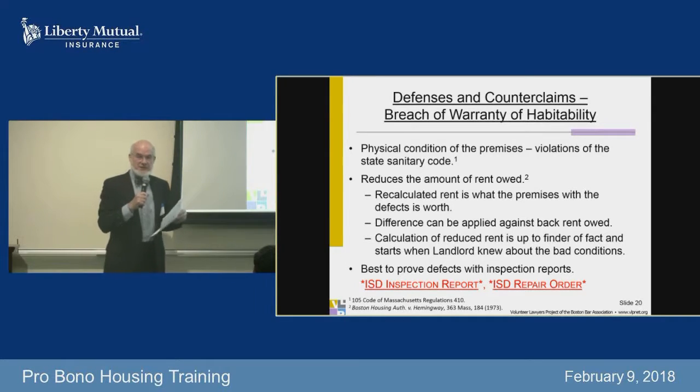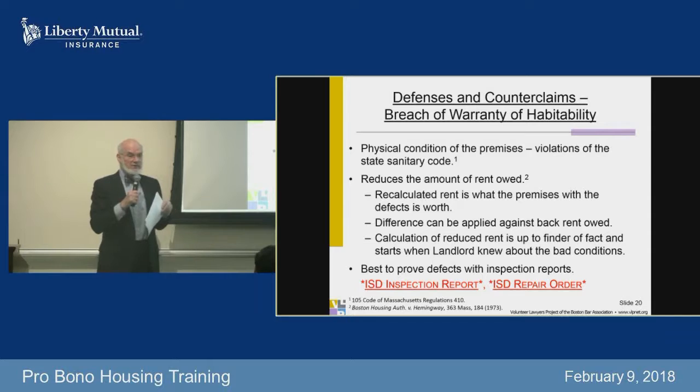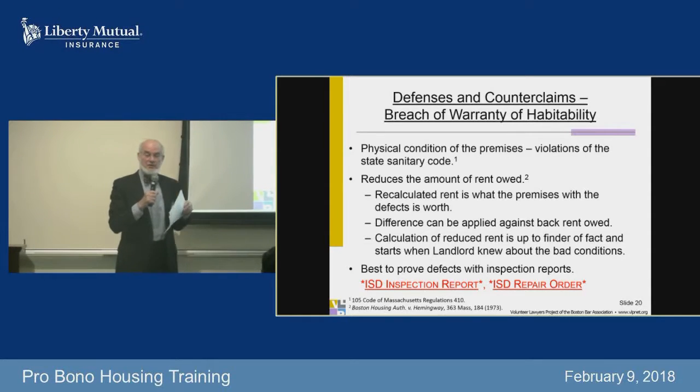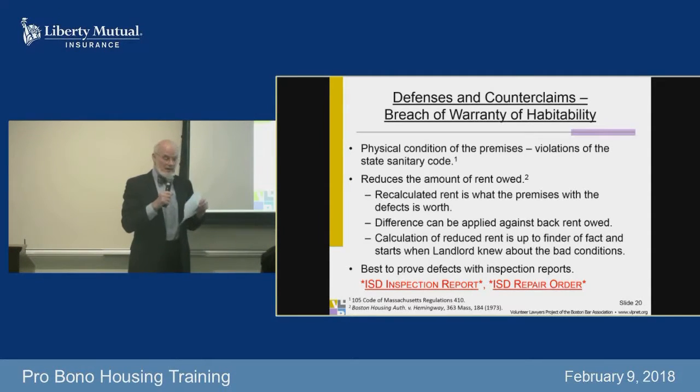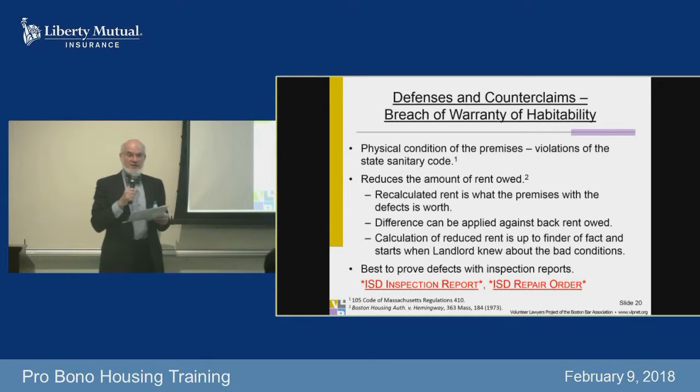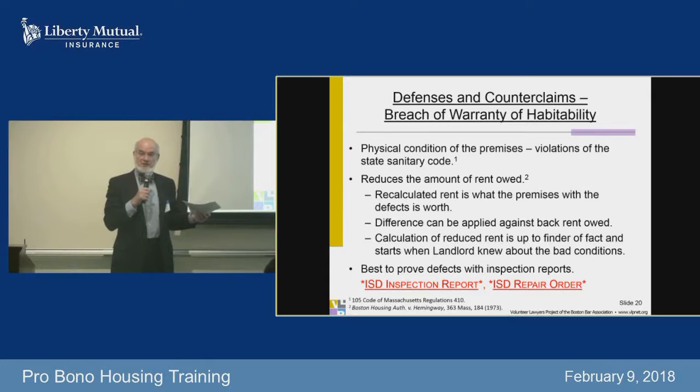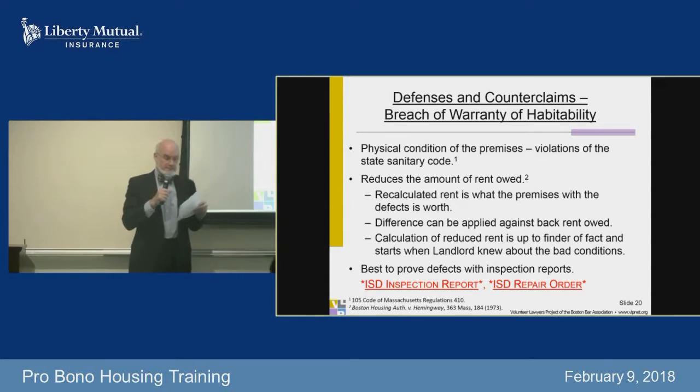The landlord, as we said, is only liable from the point that the landlord knows or should know about the problem. And the rent abatement is calculated by the difference between what it would be worth up to code, what it's worth in its defective condition.